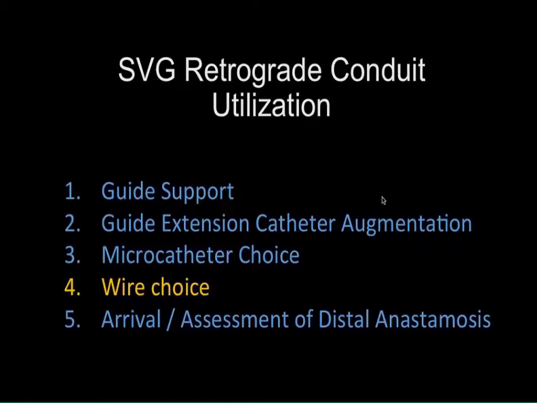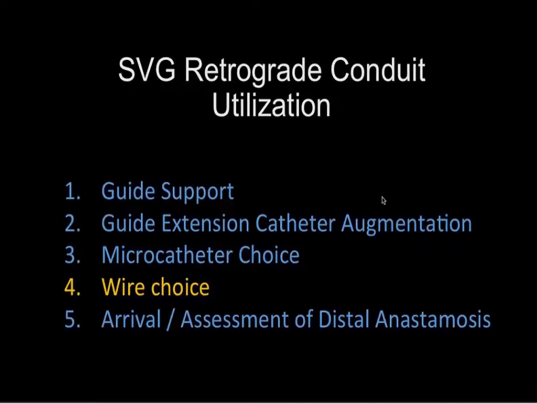Wire choice. Obviously if the graft is open, you can use whatever wire you want and you're going to wire down through it without any trouble. But if it's a chronically occluded graft, I typically start out with a Pilot 200 with a CTO bend on the wire. If I was doing a case traditionally, if we were doing a right, I'd likely have a Turnpike LP backing up a Pilot 200.